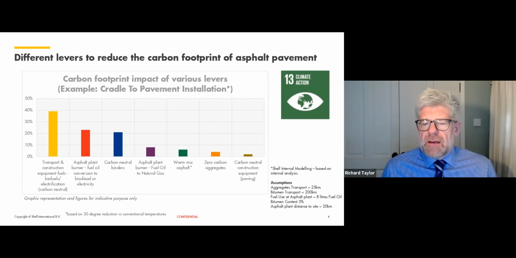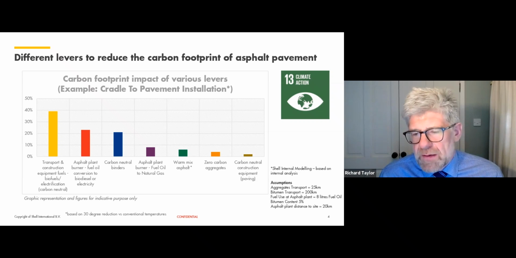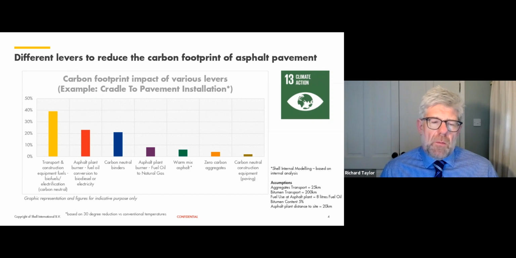So in this particular example, and it will vary from case to case, the transport of the raw materials and finished products makes up the major proportion of the footprint. The asphalt burner and the bitumen are broadly equal. So what we're showing here is if we make a change, and this is the extent to which we would see this example have a lower carbon footprint.